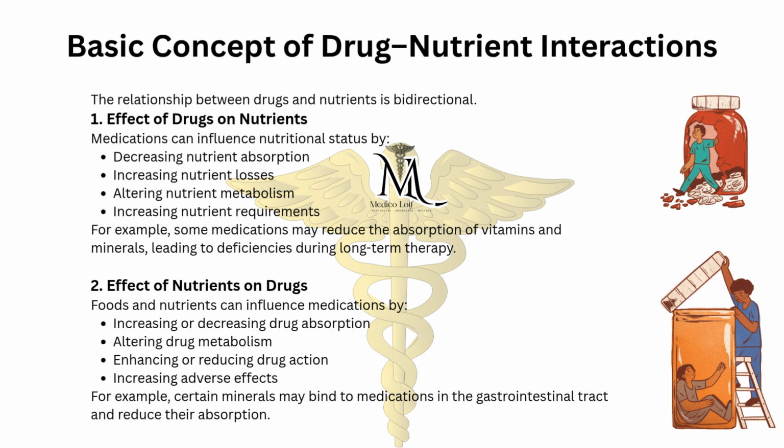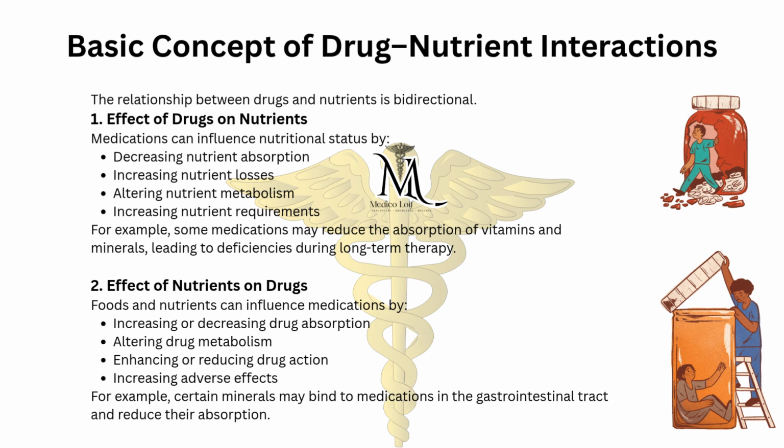Basic concept of drug-nutrient interactions. The relationship between drugs and nutrients is bidirectional. 1. Effect of drugs on nutrients. Medications can influence nutritional status by decreasing nutrient absorption, increasing nutrient losses, altering nutrient metabolism, increasing nutrient requirements. For example, some medications may reduce the absorption of vitamins and minerals, leading to deficiencies during long-term therapy.